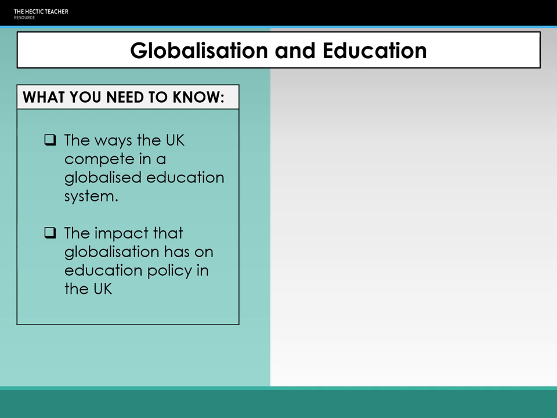In this lecture, I'm going to take you through globalisation and its impact on education. The lecture is broken down into three parts. The first part, we will look at the features of globalisation, what we actually mean by globalisation. In the second part, we'll then apply that to education and see how these developments and changes have impacted the education system in the UK, both positively and negatively. And finally, we will look at the perspectives, views on how education has been affected by globalisation.